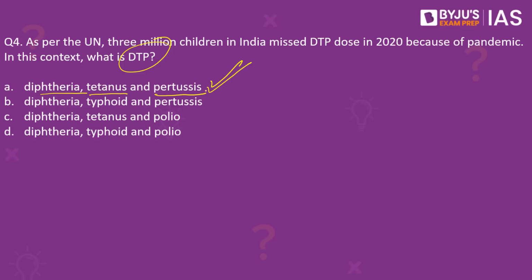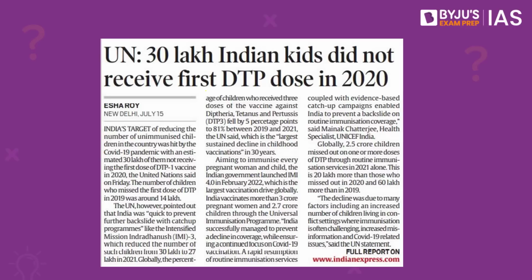These are the 3 deadly diseases against which the UN says that a lot of children missed their dose in 2020. That is the first dose. But the report of the UN also says that India is fast catching up and ensuring that the Mission Indradhanush program, under which the children are given vaccination at an all India level, actually covers all these children.